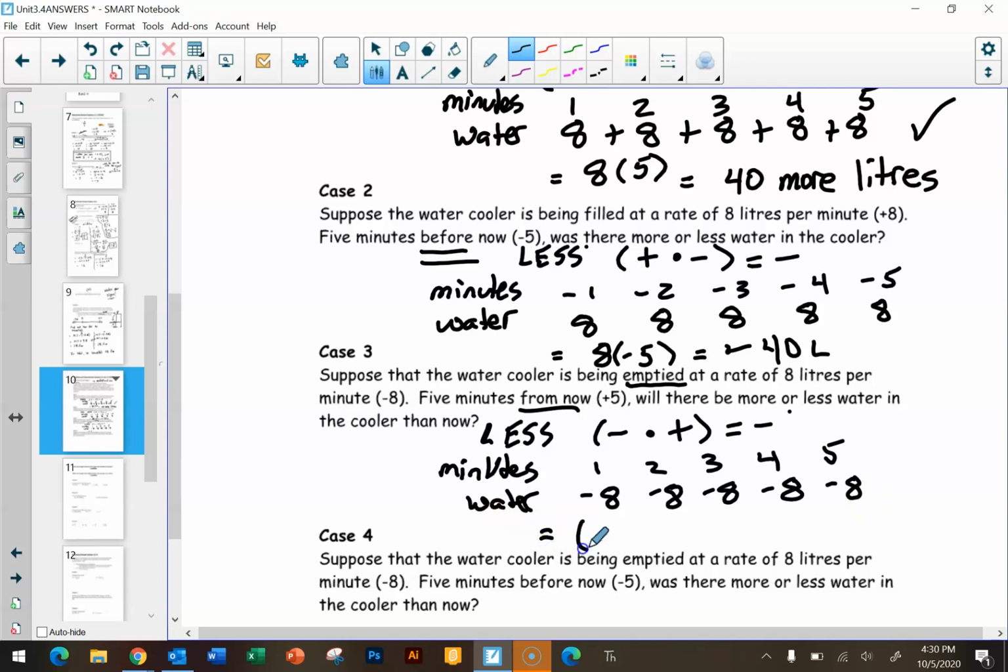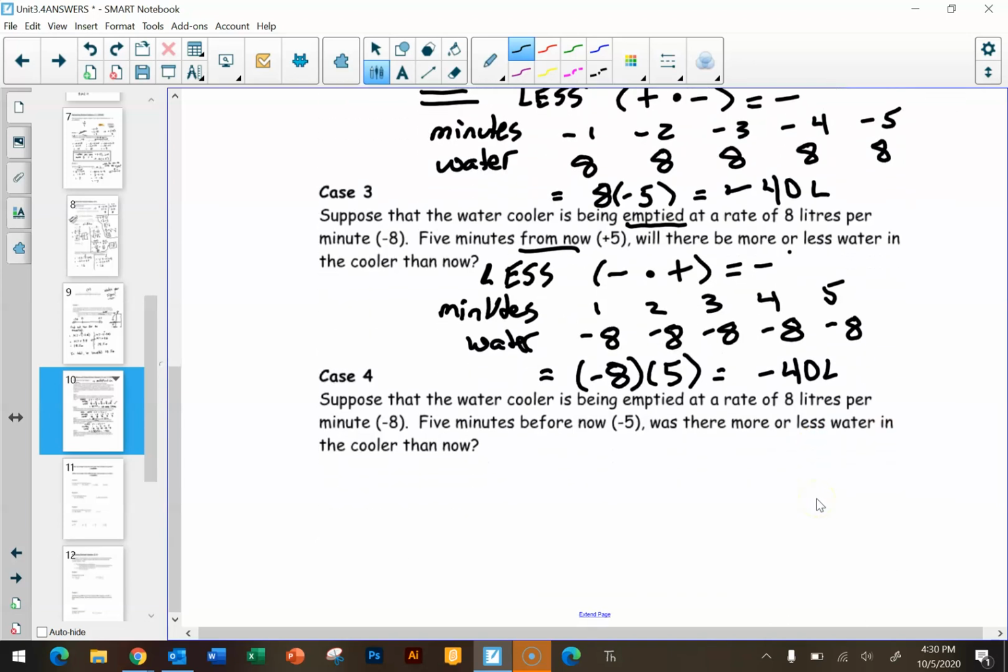So if we do our same calculation as we did above, we've got negative 8 liters for every 5 positive minutes, which is going to be negative 40 liters. So that's how much water is going to flow out of the cooler in the next 5 minutes.